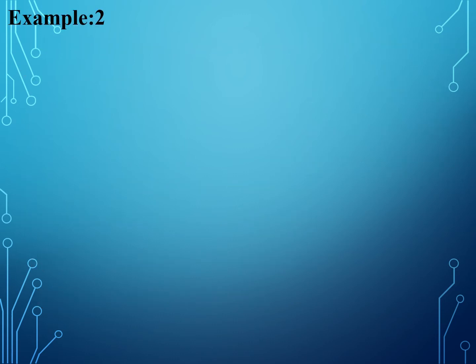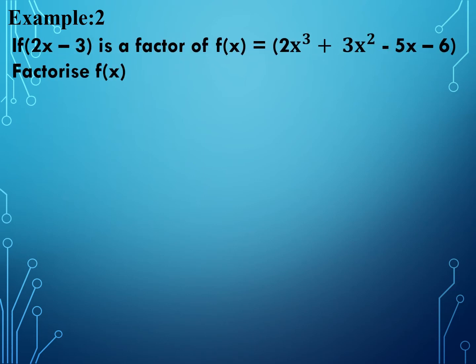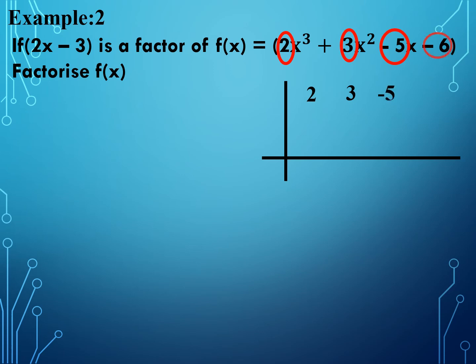Let us see one more example. Example 2. Here we see that 2x minus 3 is a factor of f(x), and we have to factorize this using synthetic division. The same as we have seen in the previous, draw a cross line, take all the coefficients of f(x), that is 2, plus 3, minus 5, minus 6, right? Now 2x minus 3 is the factor. So what will be x? x will be equal to 3 by 2. So here we will do the synthetic division by 3 by 2.